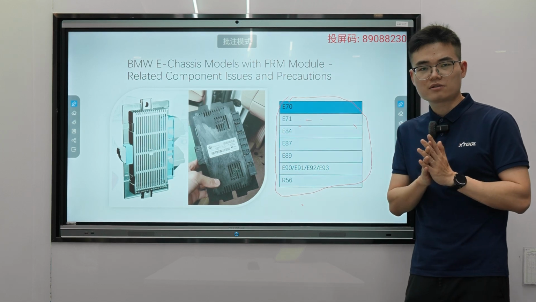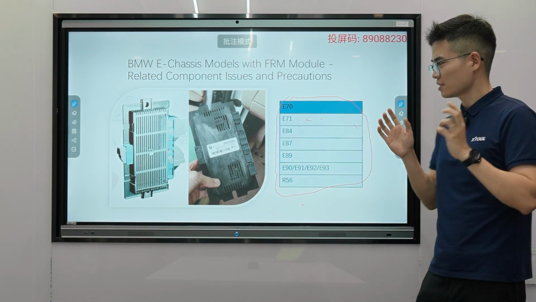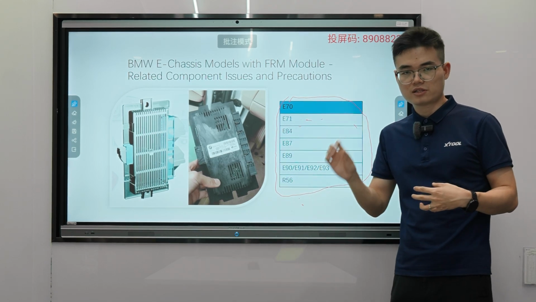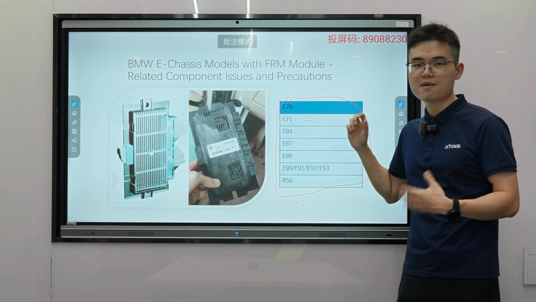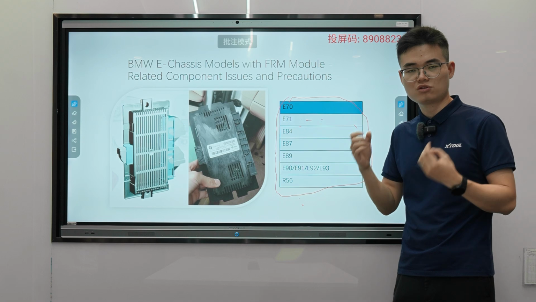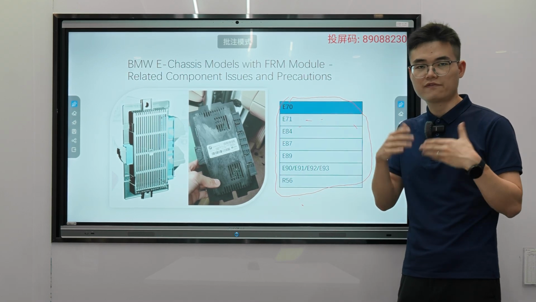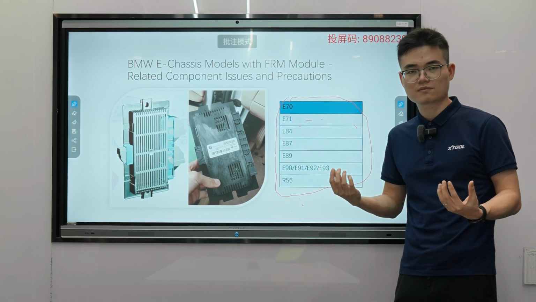So in the end, the FRM is a common case for BMW between 2006 to 2014 and E-chassis. That means if you still have the E-chassis but not within that range, it's okay. And if you have a BMW with another chassis like F chassis, it's also good.